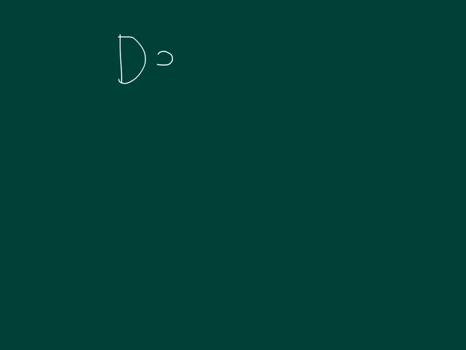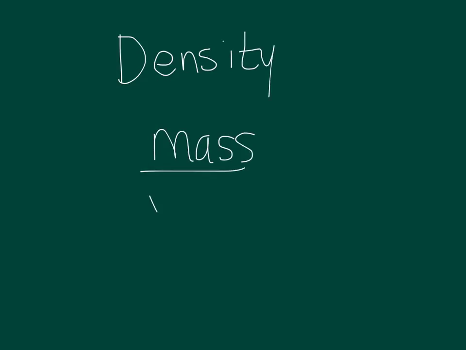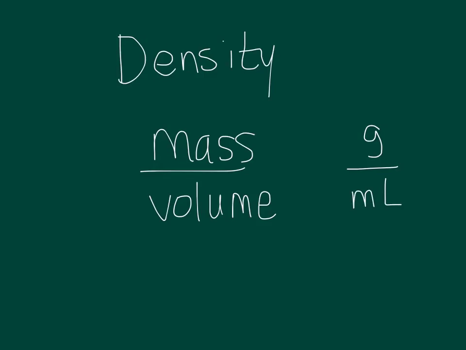Density is a physical property of matter. It is the ratio of the mass of an object to its volume. Typically in science, we measure mass in grams and volume in milliliters. Sometimes we measure the mass in grams and the volume in centimeters cubed. So our units for density are grams per milliliter or grams per centimeter cubed.